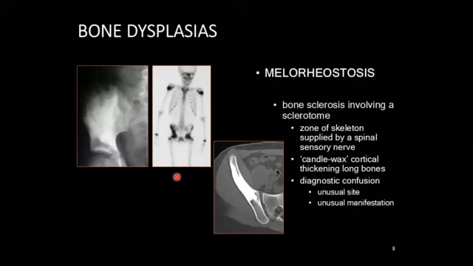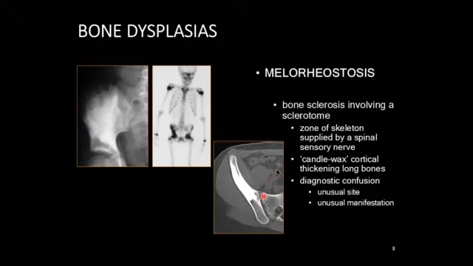Regarding bone dysplasias, they are non-neoplastic conditions, but they can present with radiologic features simulating neoplastic lesions. First of all, we have to consider melorheostosis. Melorheostosis is a bone sclerosis that involves a sclerotome, and the sclerotome is defined as the zone of the skeleton supplied by a spinal sensory nerve. Typically, it presents with candle wax cortical thickening of the long bones. The diagnostic confusion arises when the abnormality is in an unusual site or has an unusual manifestation.